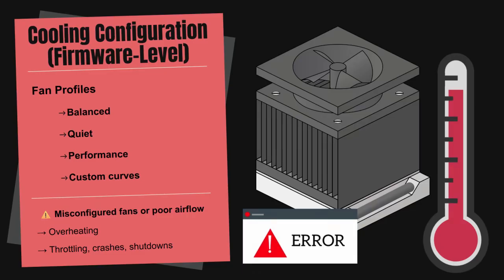Now we have cooling and fan settings. Cooling configuration is critical for system stability. Firmware allows you to control fan behavior using profiles like balanced, quiet, performance, or custom curves. If fans are misconfigured or airflow is poor, heating can cause throttling, crashes, or unexpected shutdowns.